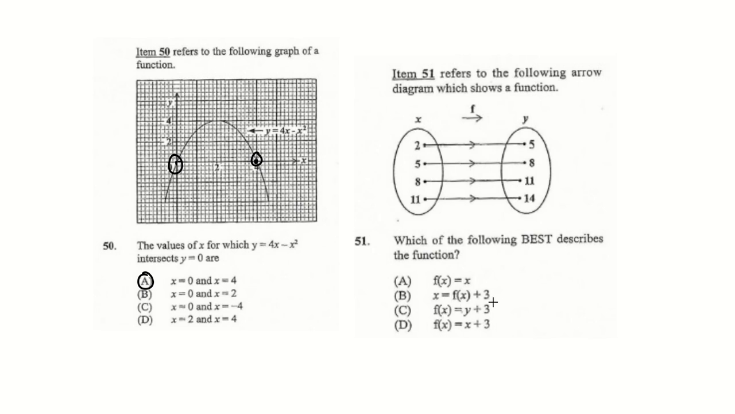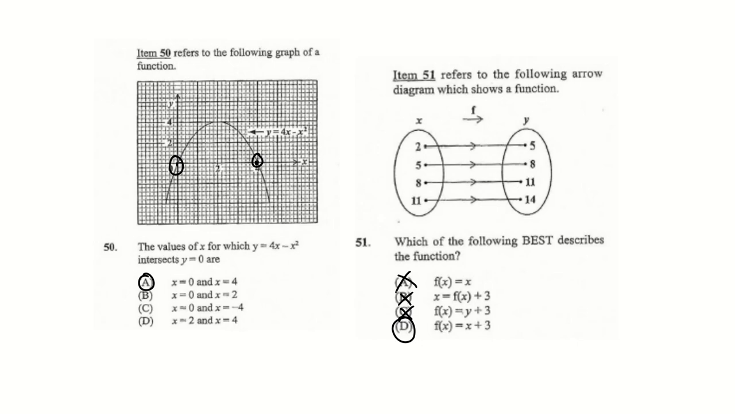Y plus 3 is 5 plus 3? No. F of x is not equal to x. F of x is y. That makes no sense. So the only logical answer is D. We can say that f of x, so that's y, is equal to 2 plus 3 is 5, 5 plus 3 is 8, 8 plus 3 is 11, 11 plus 3 is 14. And that would be the end of May, June 2017.